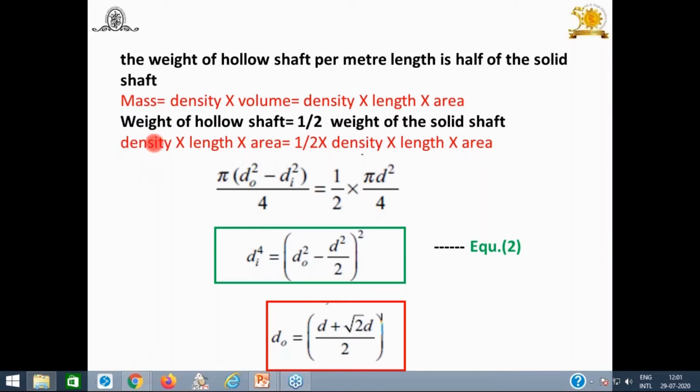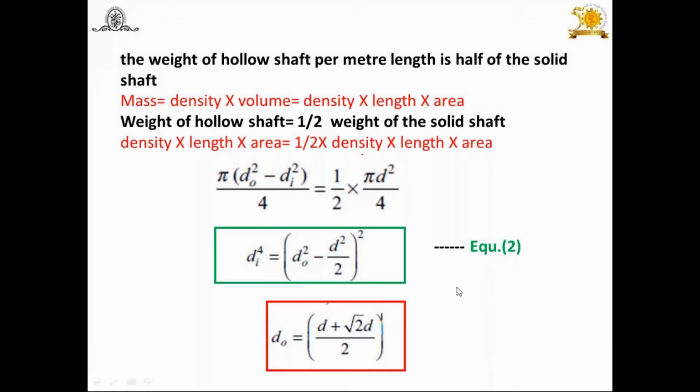Again density, it is made of the same material. Density of both hollow and solid remains the same. Density gets cancelled. Length of both shafts is the same. Hollow and solid get cancelled. What is remaining? Area of the hollow shaft, and here area of the solid shaft, but half of the area. That's why this is the area of hollow and this is the area of solid. But in the statement it is half. You can solve this equation, you will get another equation, and solving this with equation 1, you will get the relation. This is a small assignment for you for homework.